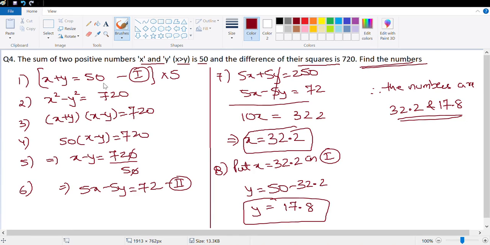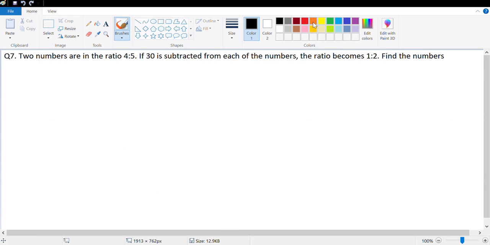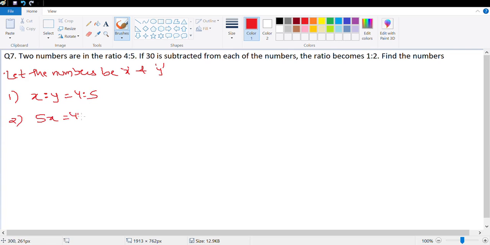The next question that we do is question number 7. Two numbers are in the ratio 4:5. So let the numbers be x and y. What's given is x is to y is equal to 4:5, which means 5x is equal to 4y, which means 5x minus 4y is equal to 0. That's our first equation. Next, if 30 is subtracted from each of the numbers, the ratio becomes 1:2.